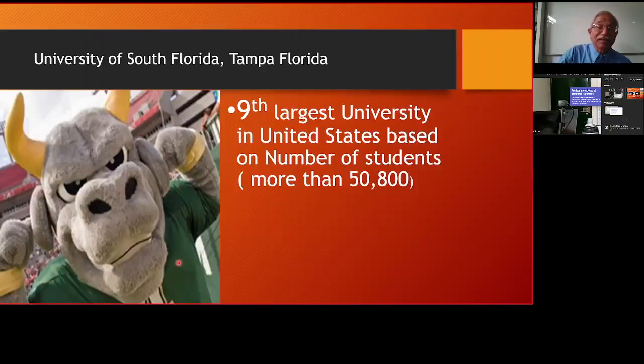So let me tell a little bit about our university. I take this opportunity. We are the 9th largest university in the United States based on number of students. It is almost 55,000 students on campus. It's a huge campus, and this is the mascot bull for our football team. And we have a very good football team, basketball team, and the budget of one game is around $1 billion. You know, they make a lot of money in that. And interestingly, the coach of our football team gets more money than the president of the university.